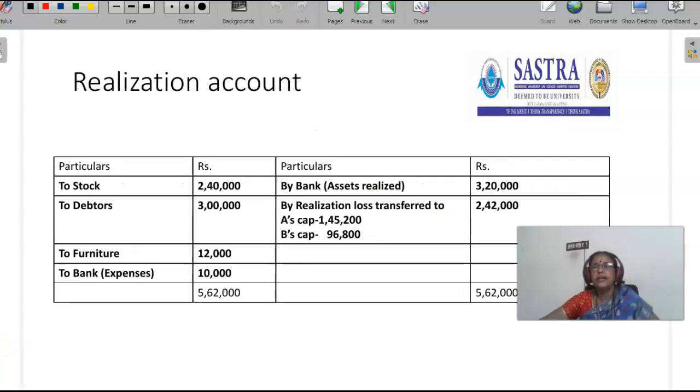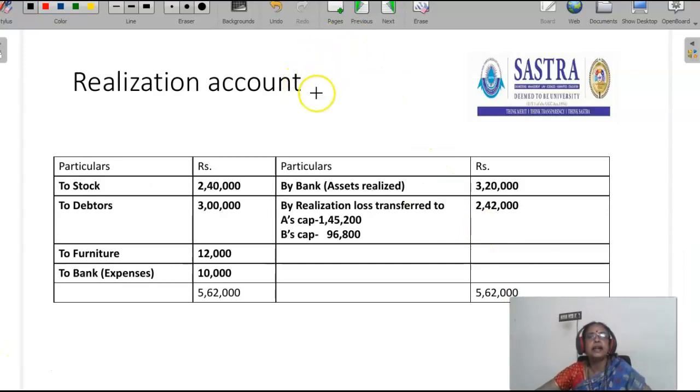Let's see. First, we have to prepare the realization account. Under the realization account, we should transfer only the assets, and no liability should be transferred to the realization account if all the partners are insolvent. We transfer the assets at book value: stock 2,40,000, debtors 3 lakh, furniture 12,000. Assets realized is 3,20,000. Out of this amount, we have to settle only the expenses. The liabilities and the settlement of liabilities will not appear here; they are opened separately.